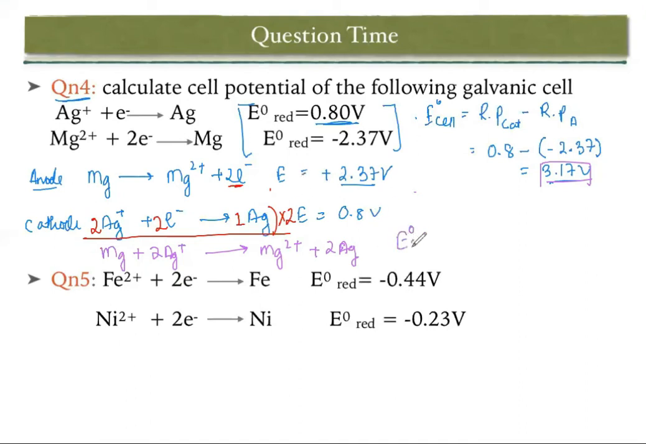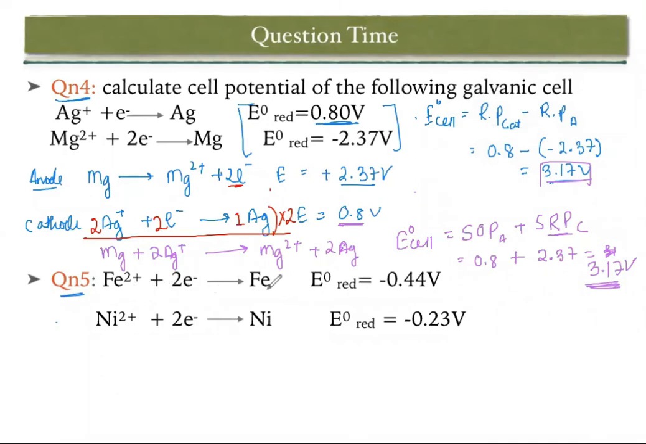E naught of cell is standard oxidation potential of anode plus standard reduction potential of cathode. So what is the standard oxidation potential? 0.8 plus standard reduction potential, so that is 2.37. So if we add this value, we will get 3.17 volt. Okay. So now coming to question number 5.